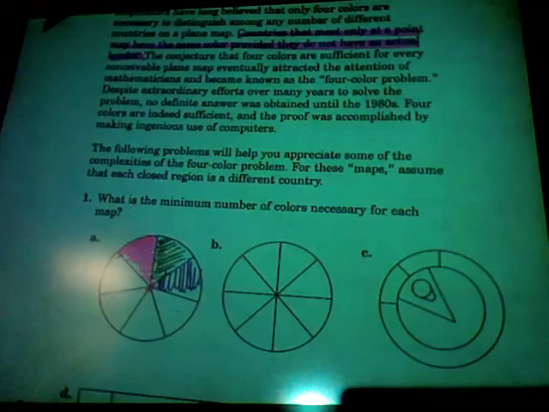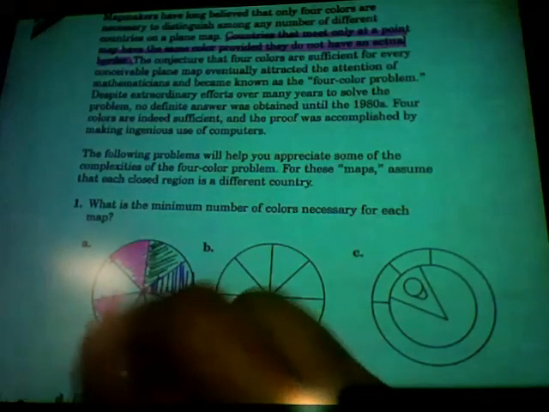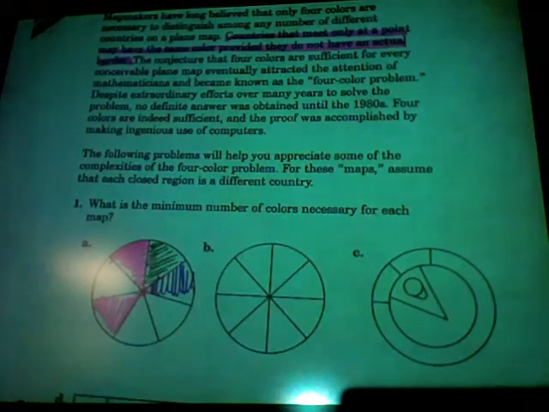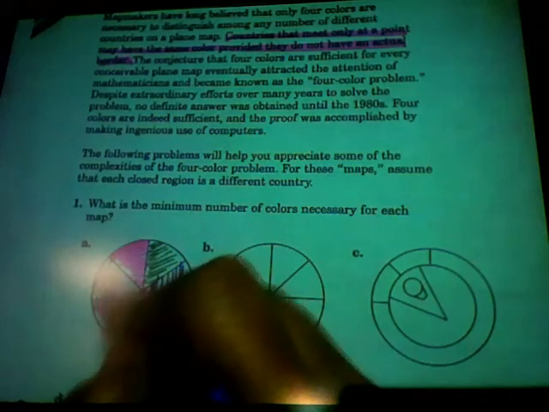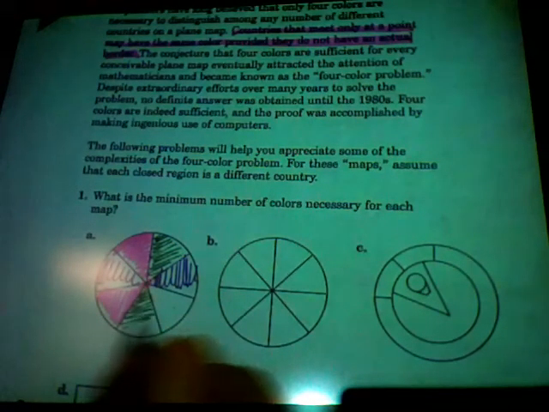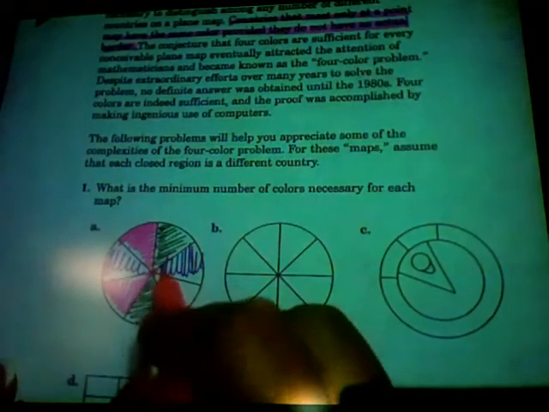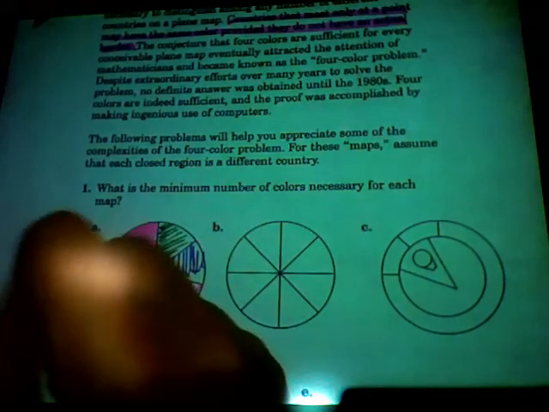So let's see if we can do it with 3. So I could do pink here. Because I don't want to necessarily go to 4. So I'm trying to keep it at a minimum. Then couldn't I do purple here? And green here? And then pink here, does that work? So I don't have to go in a specific pattern, do I? How many colors is that? 3. So for this one, the answer is 3 minimum.